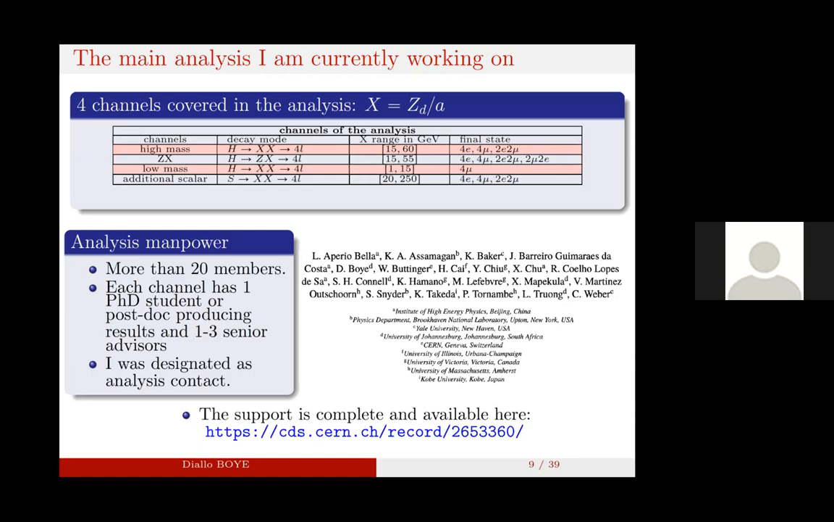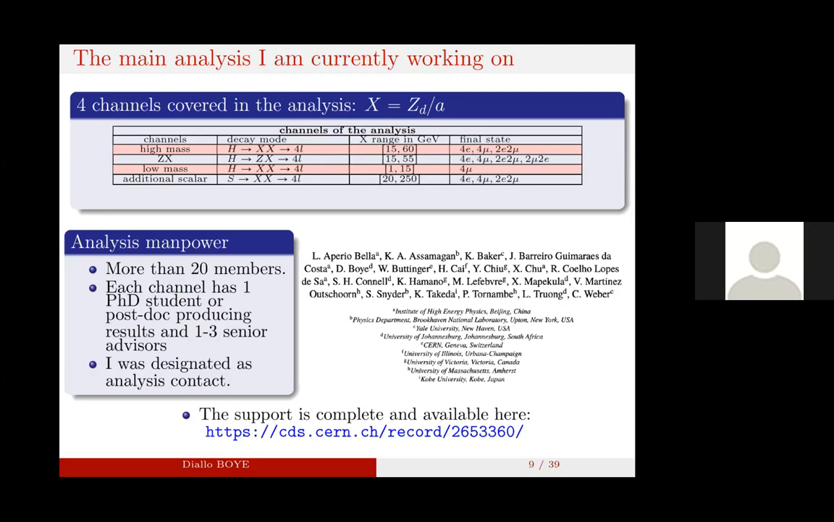And then we have the low mass channel, where we still are looking for a Higgs decaying to 4L via 2X, but here X is only from 1 GeV to 15 GeV, and we are only considering the 4 muon channel. So the analysis, as I said, is quite huge, where we have more than 20 members.